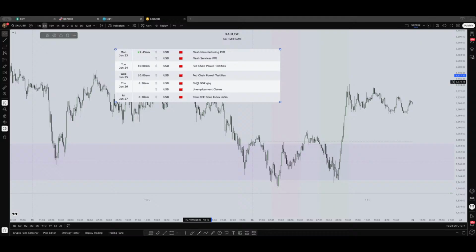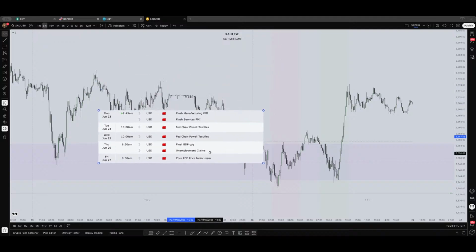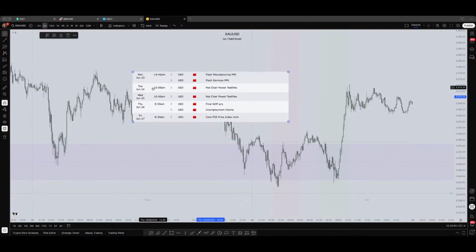As you can see, I'm checking only the USD high impact news. Depends on what you are trading, but in my case I trade Forex, GBP USD and Euro USD, and also indices like ES and Nasdaq. So this news will create an impact in those assets.